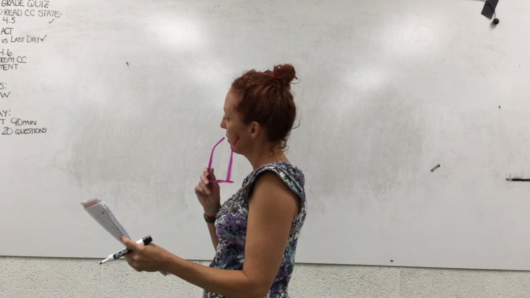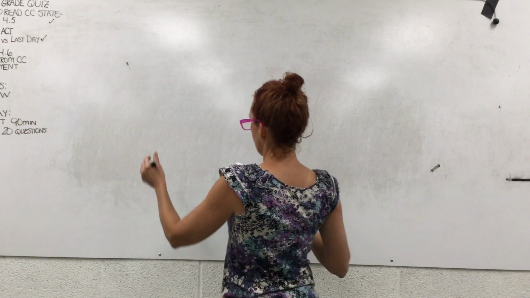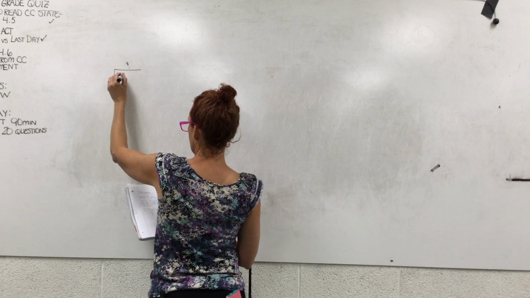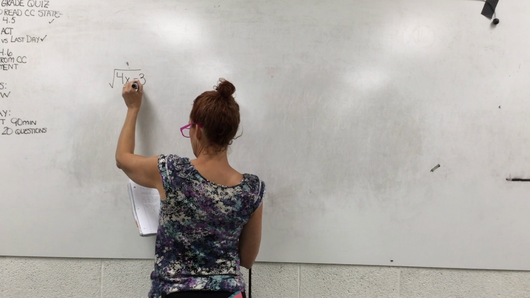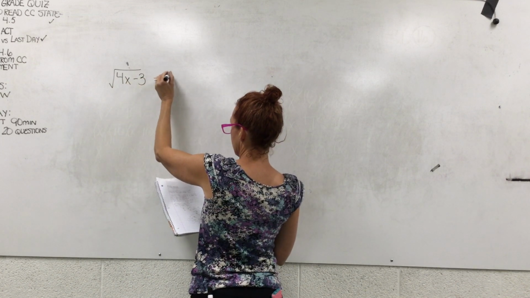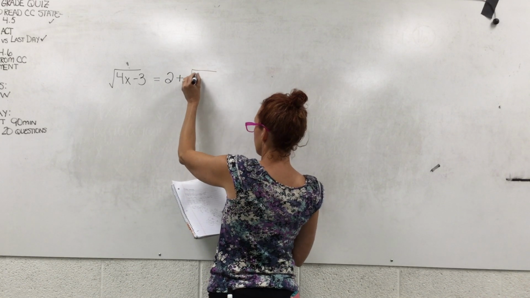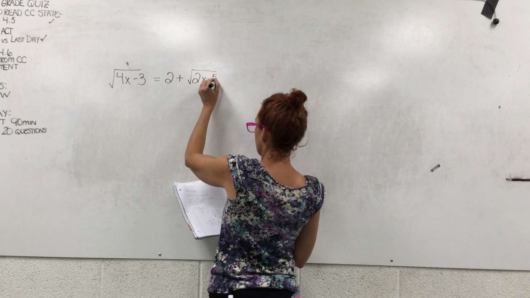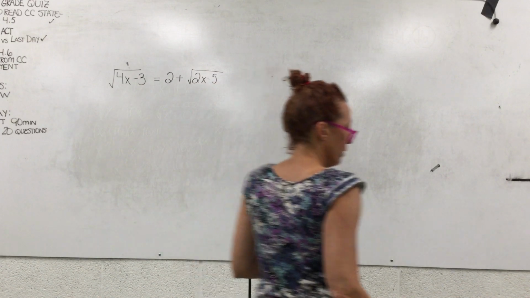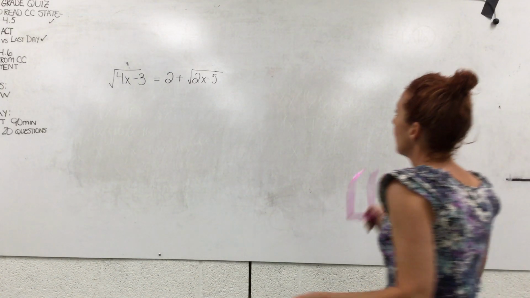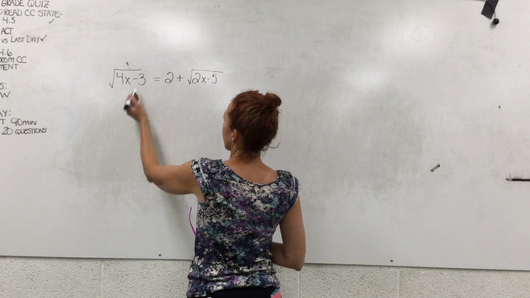All right. So we're going to have radical 4x minus 3 equals 2 plus radical 2x minus 5. So there's your try. You can immediately go into squaring both sides because you do have a radical that's isolated right here.